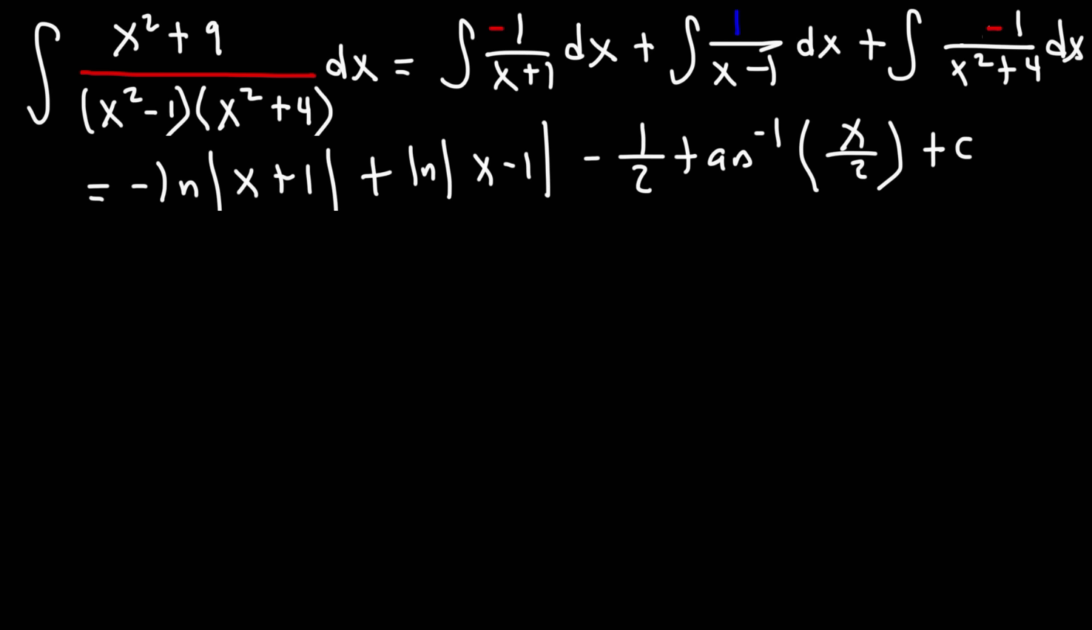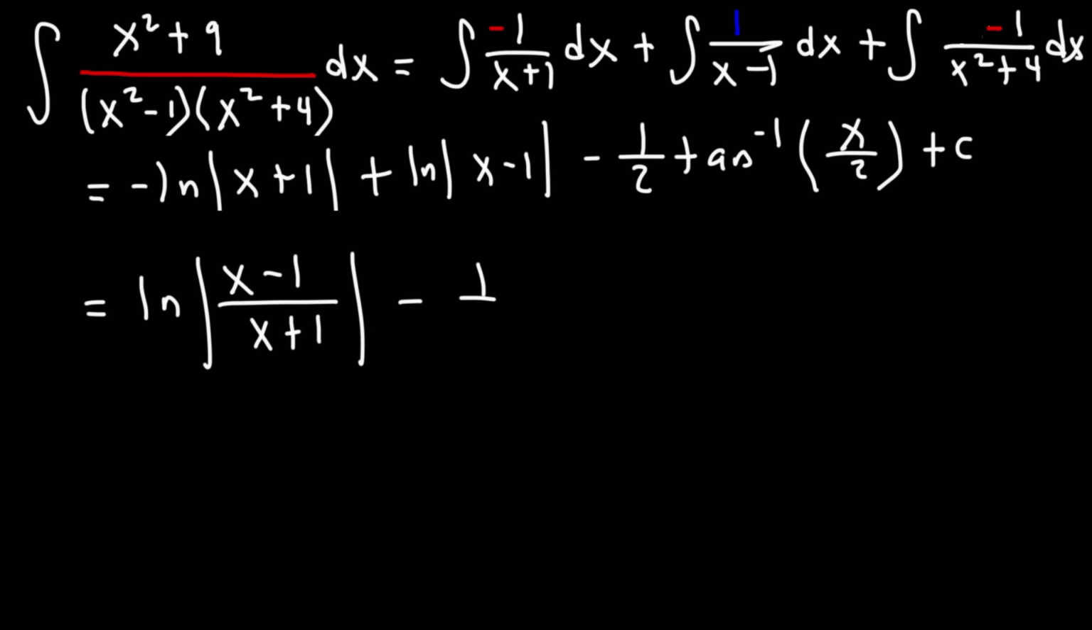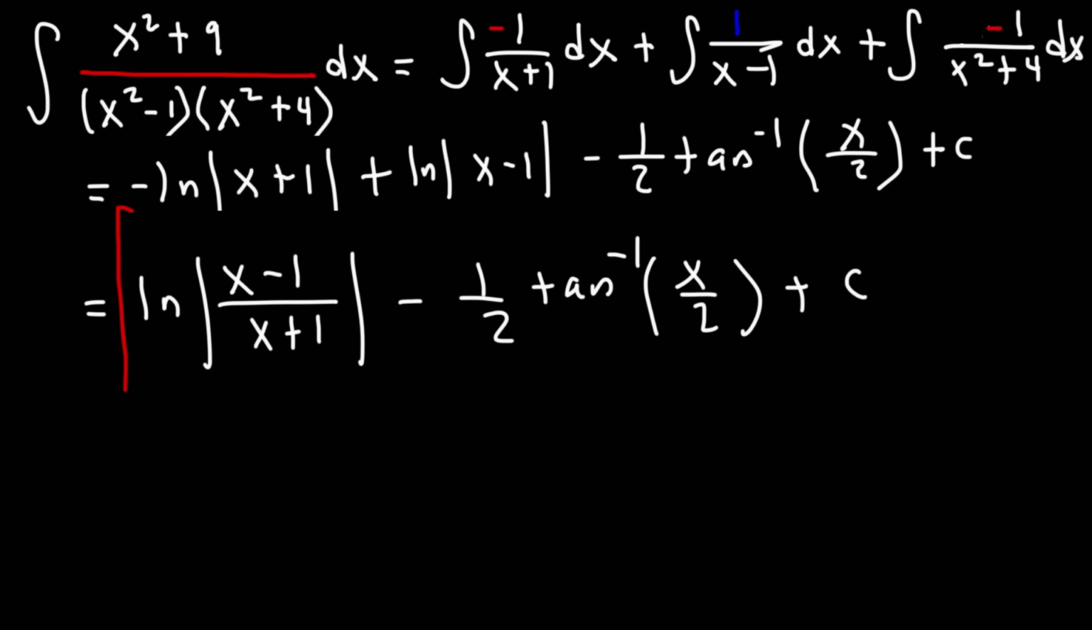So now let's go ahead and finish this problem. What we can do is combine this into a single log expression. So this is going to be the natural log. We're going to put the positive 1 on top. So it's x minus 1 over x plus 1, and then minus 1/2 arctangent x over 2 plus c. So that's the answer for this problem.